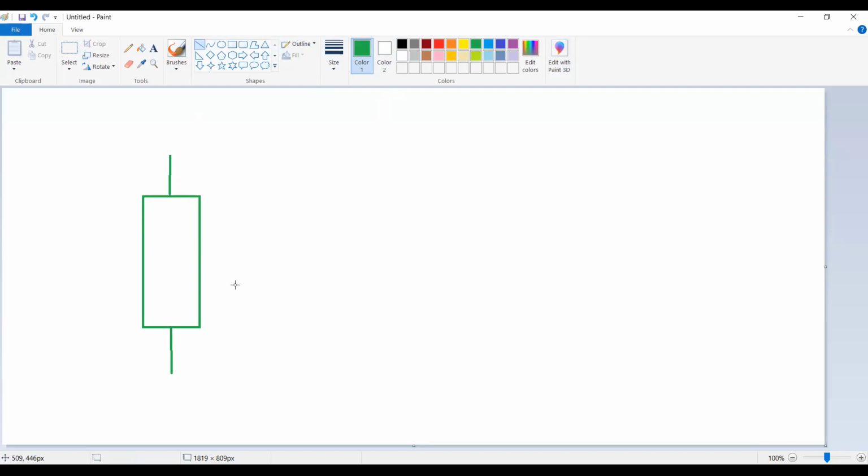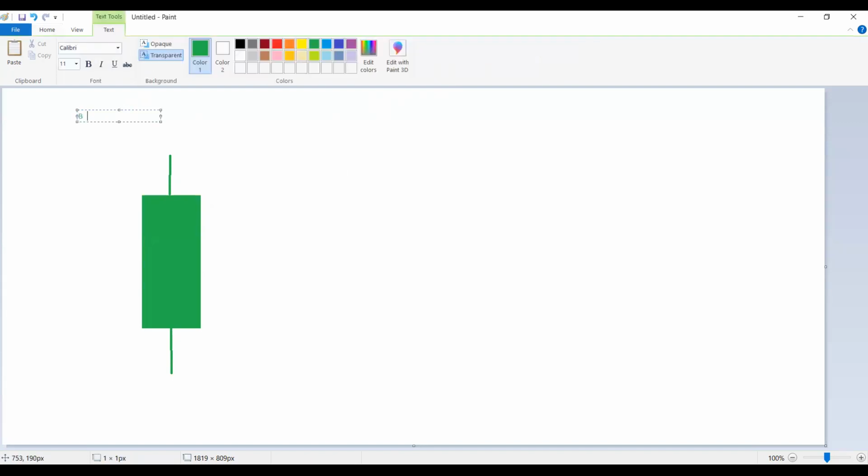This is one of the examples for a green candle. This is how it looks like. Now the filled part is called the body of the candle. And the tail, whatever you see here, is called the wick of the candle or tail of the candle.